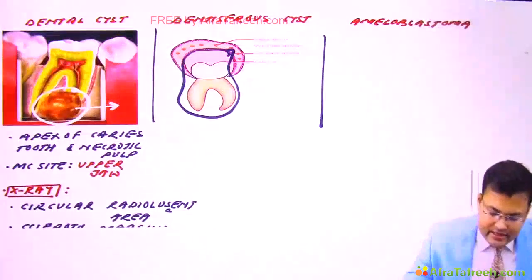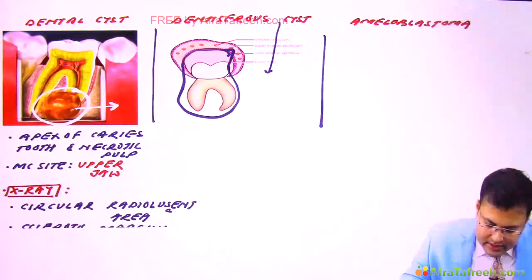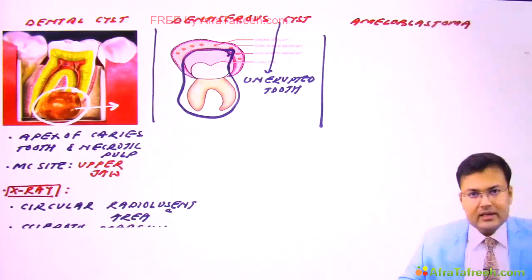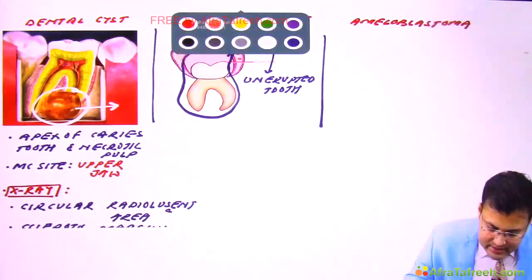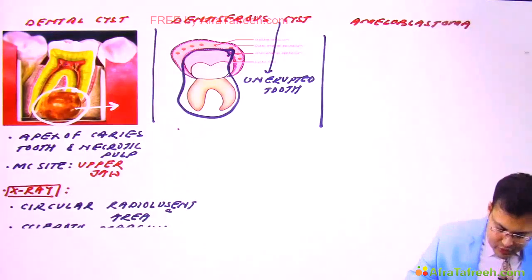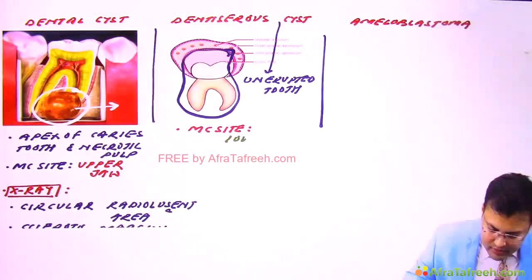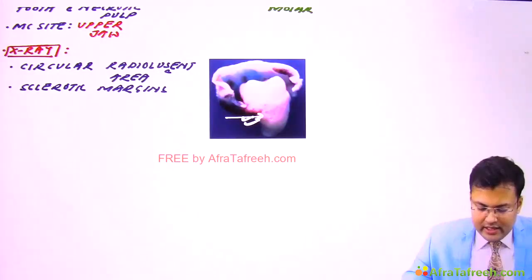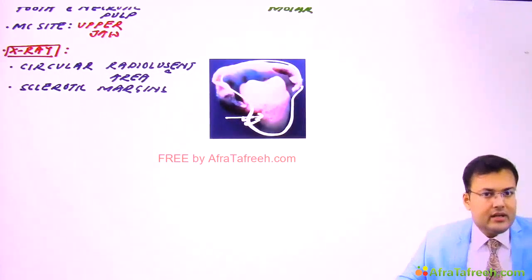Now here, dentigerous cyst, it is in relation to unerupted tooth. That's why you can see the cyst contains unerupted tooth. And what is the most common site? It's the lower third molar. The most common site of dentigerous cyst is the lower third molar. Okay, how it looks like? So here you can see this is how the cyst looks like, and you can see that this is unerupted tooth and this is the cyst wall. Clear? So cyst contains unerupted tooth.